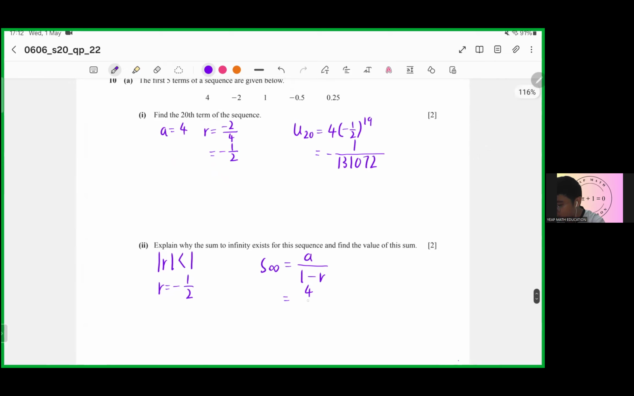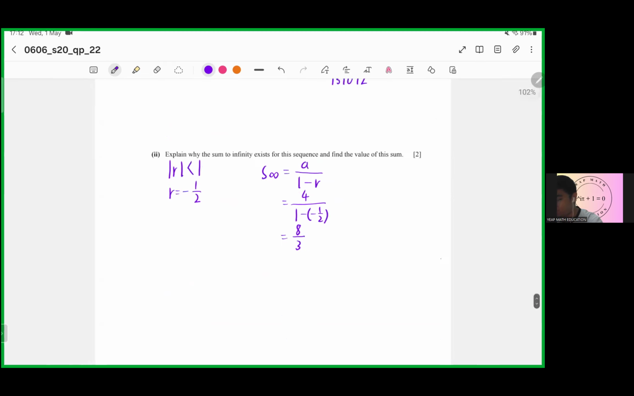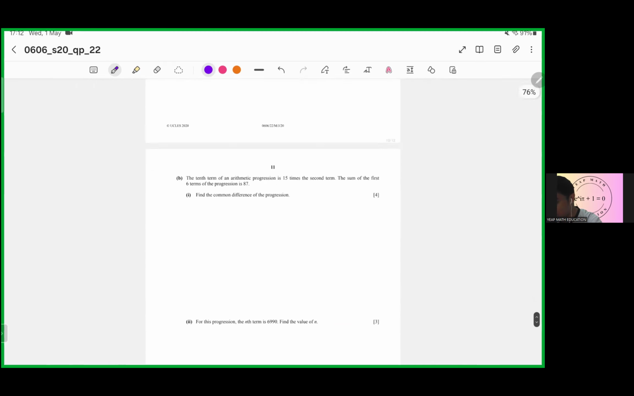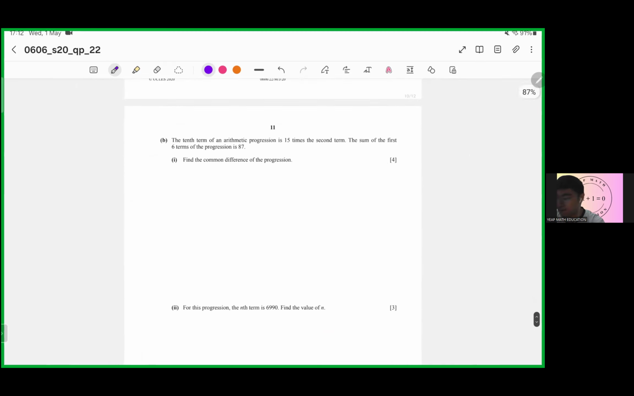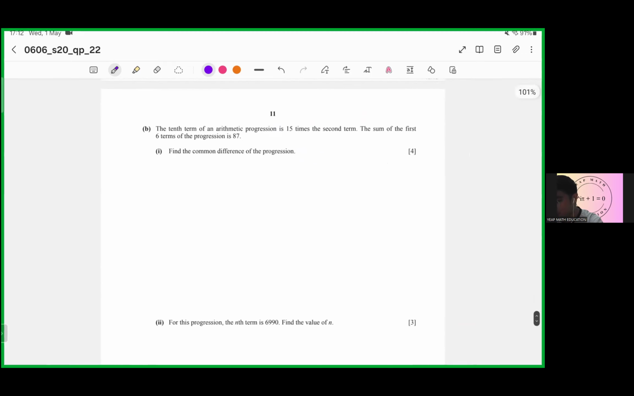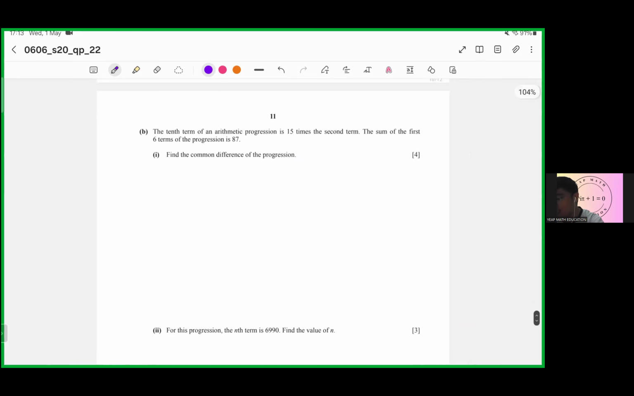Okay, a is 4, so 1 minus 1 over 2, we get 8 over 3. Okay, now we look at question B. The 10th term of the arithmetic progression is 15 times the second term. The sum of the first 6 terms of the progression is 87.